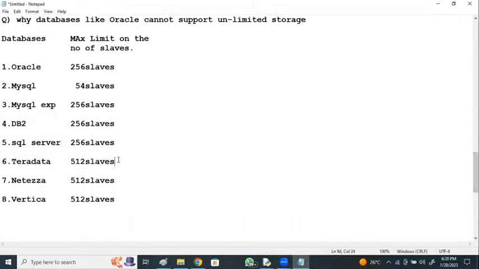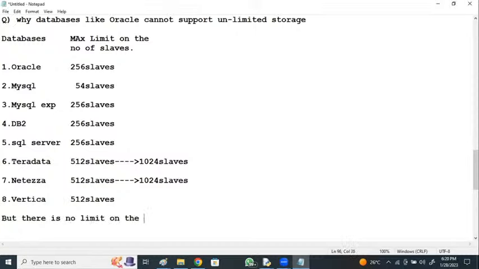Now Teradata and Netezza are supporting nearly 1024 systems or slaves to store their data. But still I cannot say that unlimited storage is possible. Once they get filled, they cannot support data further.